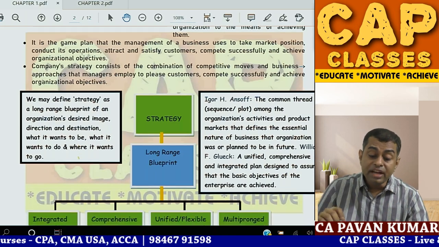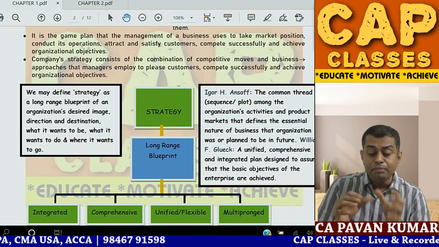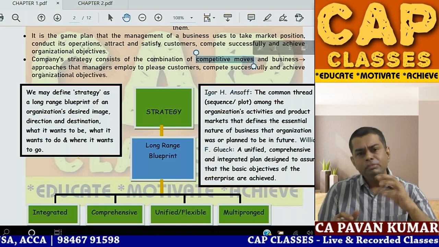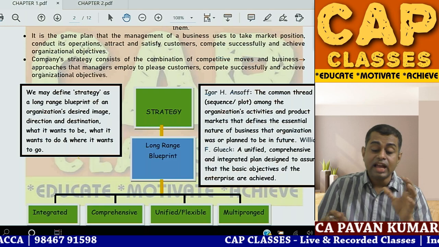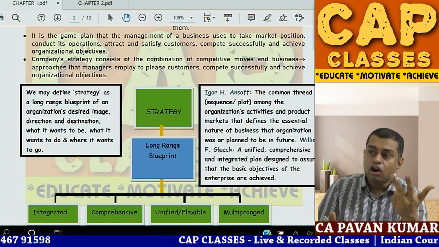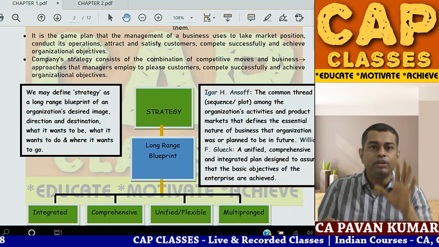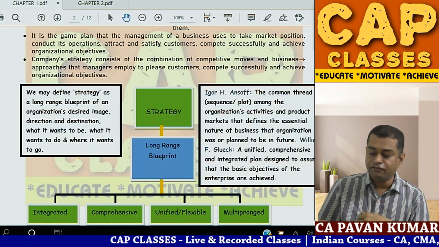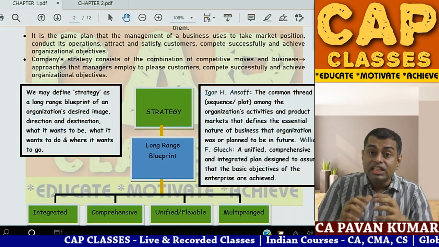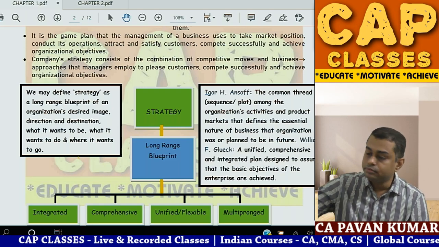Then company strategy consists of a combination of competitive moves and business approaches. So competitive moves and business approaches that managers employ to please customers, to compete successfully, to achieve organizational objectives. So there are two bullet points at the top of the board. They are interrelated. First one is the game plan. Second one is the business approach managers follow to achieve the first point. That's all. So read the 2 points.